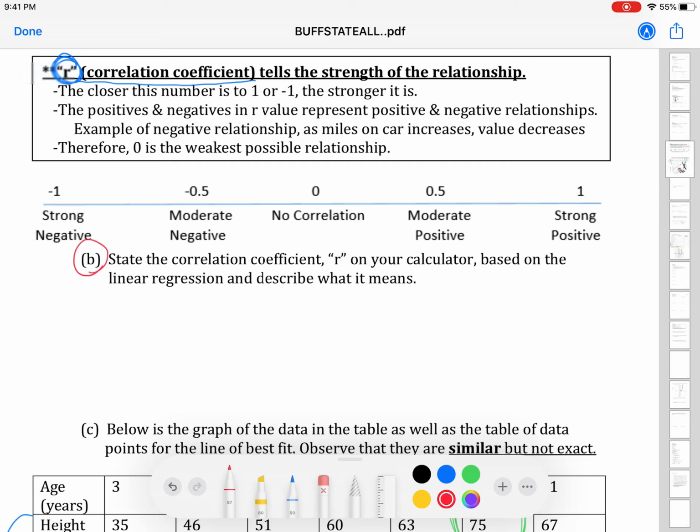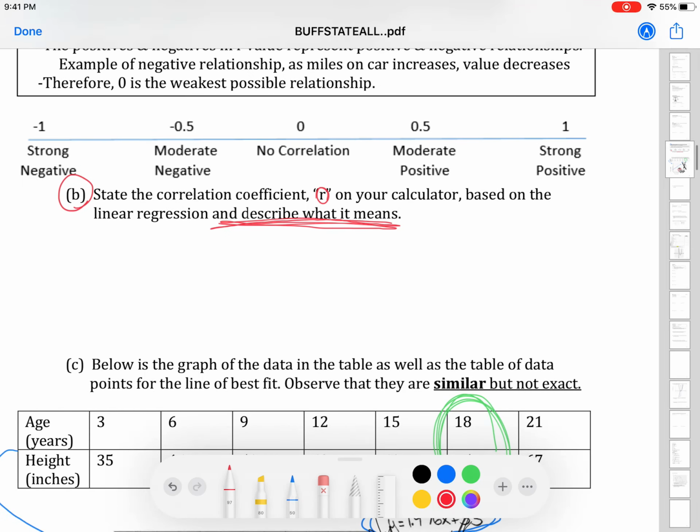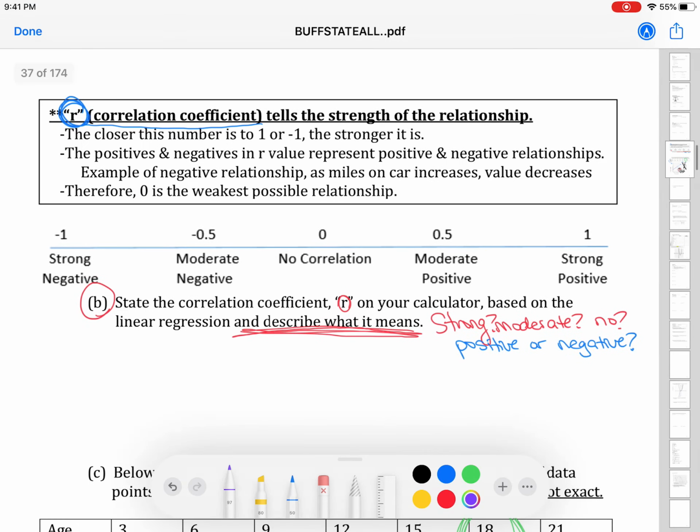Okay, so before I even go over this, look at part B. The question just says state the correlation coefficient, and it even says that's the R value on your calculator, based on the linear regression, and describe what it means. When it says describe what it means, it's asking you, is it strong? Is it moderate? Or is there no correlation? And it's also asking you, is it positive or is it negative? Okay, you're going to have two words to describe the correlation coefficient. And like I said, rather than actually graphing it, you're going to pull it from the number.